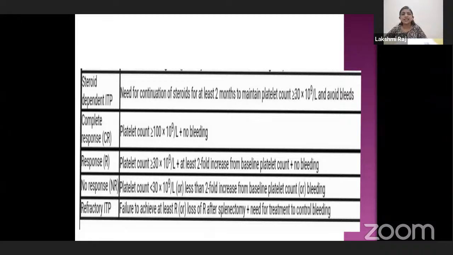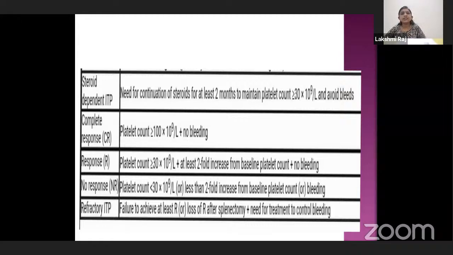And what is refractory ITP? So all these things, that is response, no response, and complete response, we are assessing after the time period of treatment or after the time period of observation. So how the child has progressed, that is what we are assessing by these terminologies.